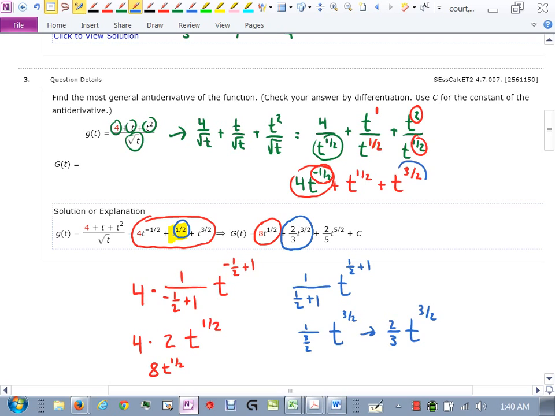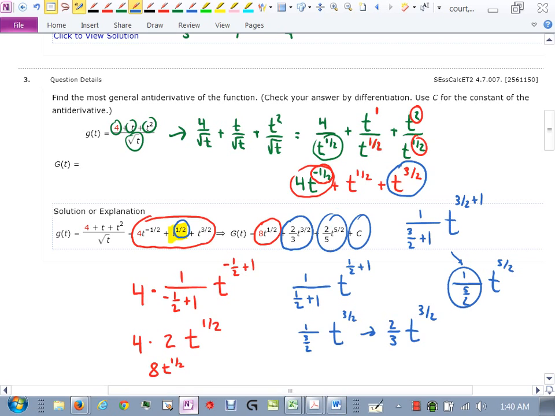And then the last one works exactly the same as the one before. So I'll do 1 over n plus 1, which is 3/2 plus 1, t to the 3/2 plus 1. 3/2 plus 1 is 5/2, so this becomes 1 over 5/2, t to the 5/2, but then this reciprocates and gets 2/5, so that's this. And then you add your constant at the end.